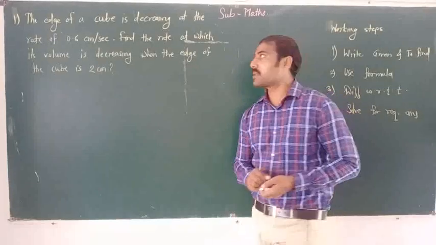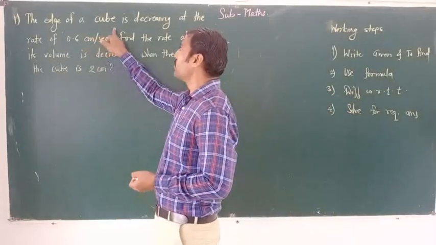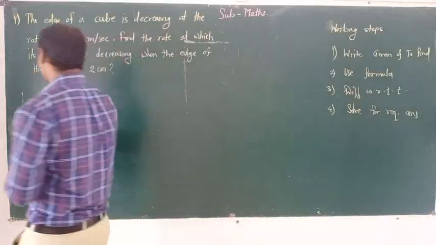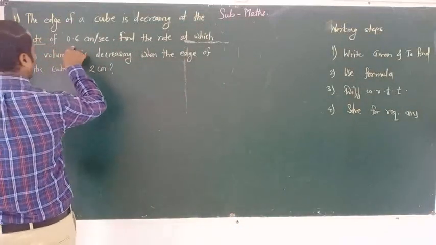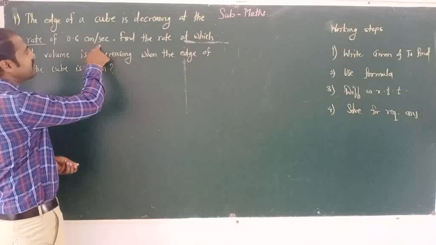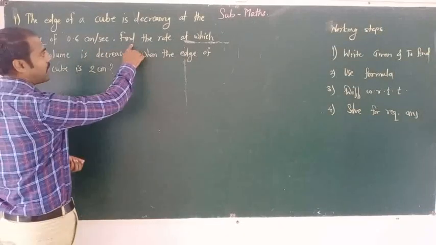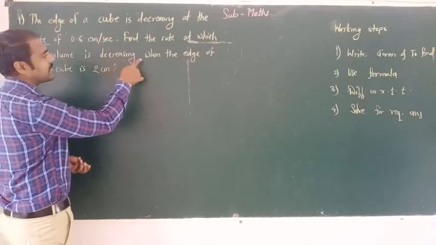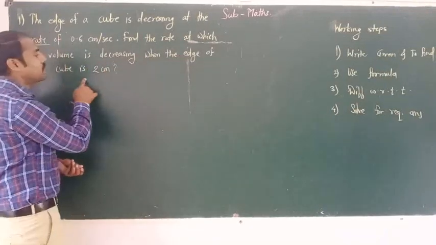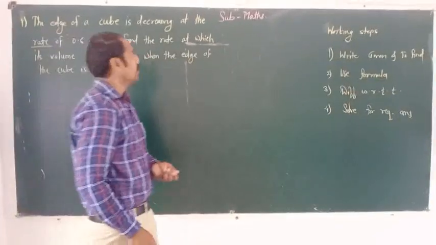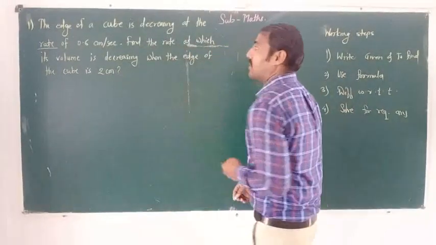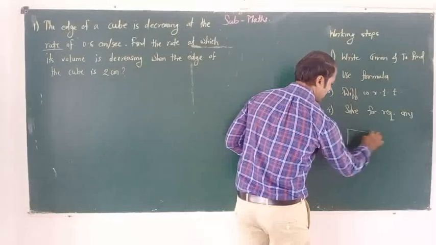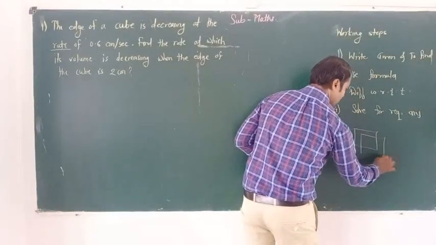The first example is: the edge of a cube is decreasing at the rate, here is that word rate, of 0.6 centimeter per second. Find the rate at which its volume is decreasing when the edge of the cube is 2 centimeter. Look here, the geometrical figure is a cube. I can draw a cube here. This cube is like this.